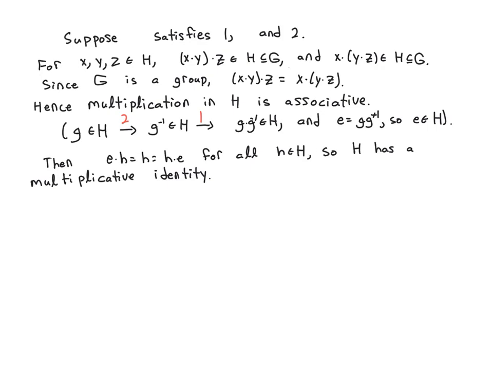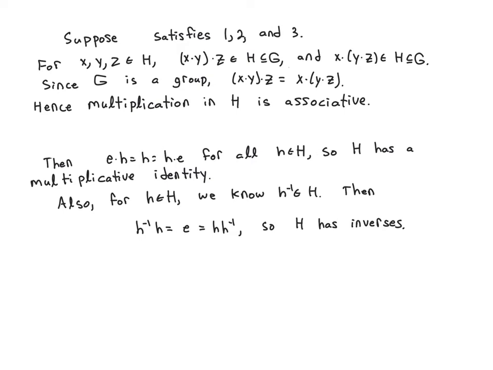So congratulations, H is a multiplicative identity. The final part we need to show is that elements of H have multiplicative inverses, but by condition 2, we have inverses. We're closed under inversion, so the obvious inverse is going to be the inverse from the larger group.